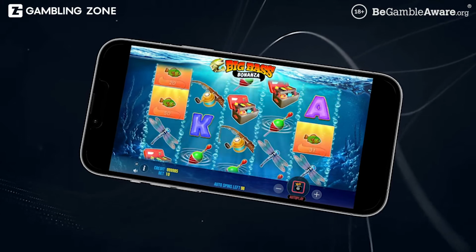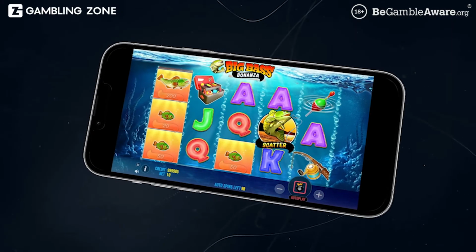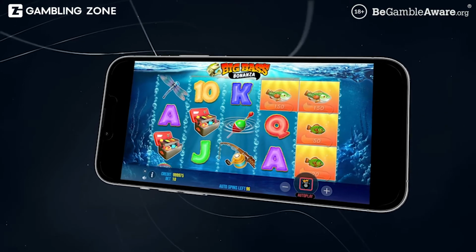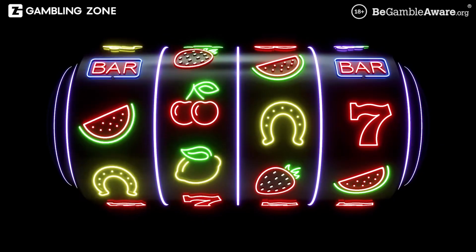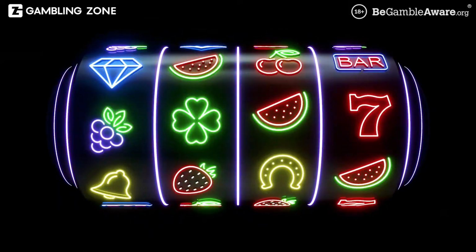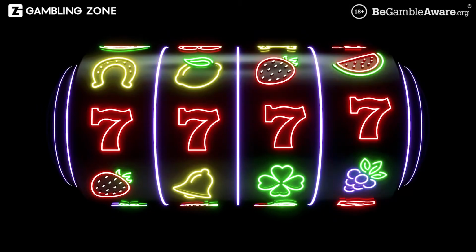Slots have been around since the early 1900s and have only grown in popularity and complexity since then. In this video guide, we'll take a deeper look at the deceptively simple looking slot games, explain how slots work, give you in-depth tips on how to get the most from each slot game.